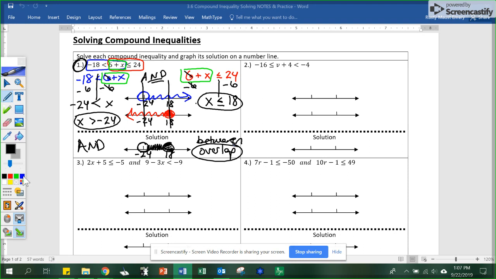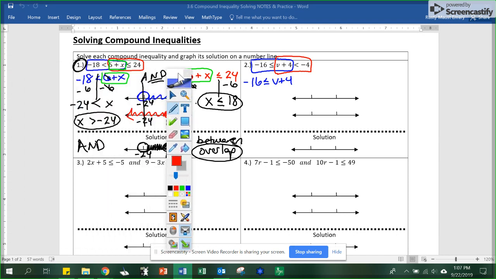Number two is going to be very similar. Notice again how the inequality is written together. And I'm going to first rewrite that by just splitting it into two separate inequalities. Again, when I do that, notice, this is the key part here. What's in the middle is used in both of those inequalities that I just rewrote.